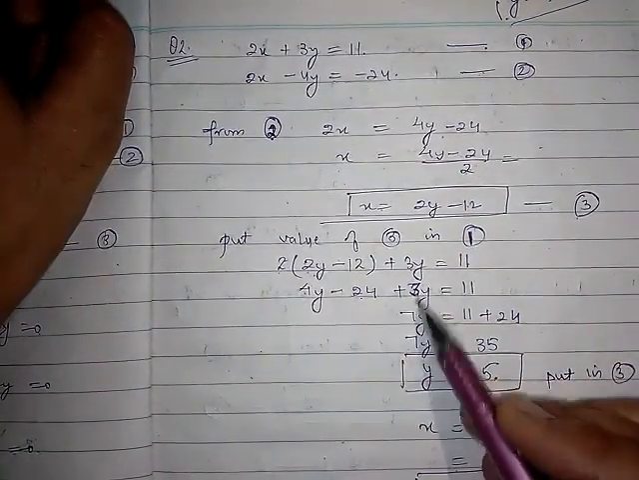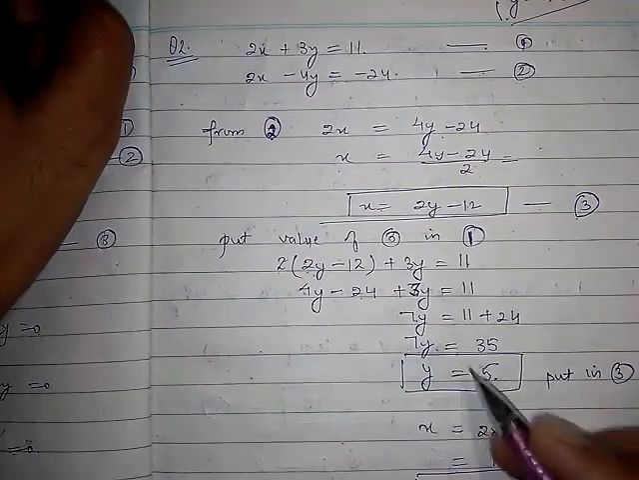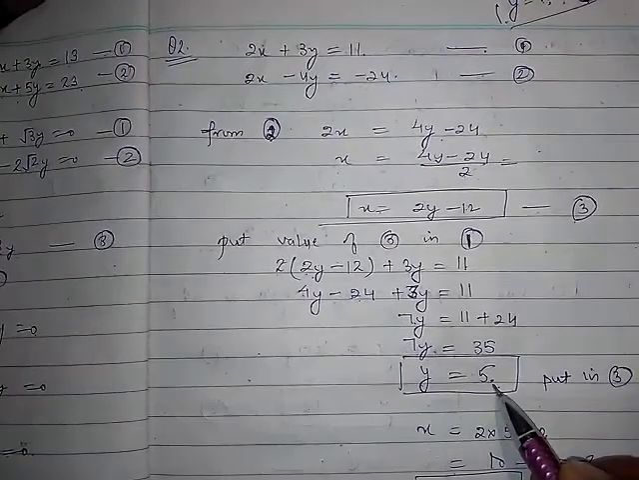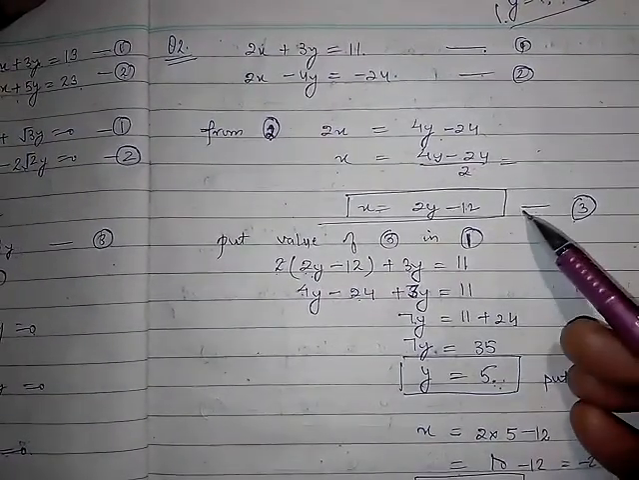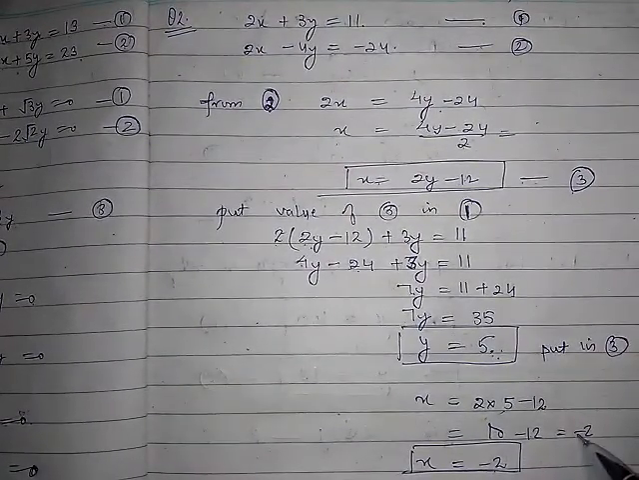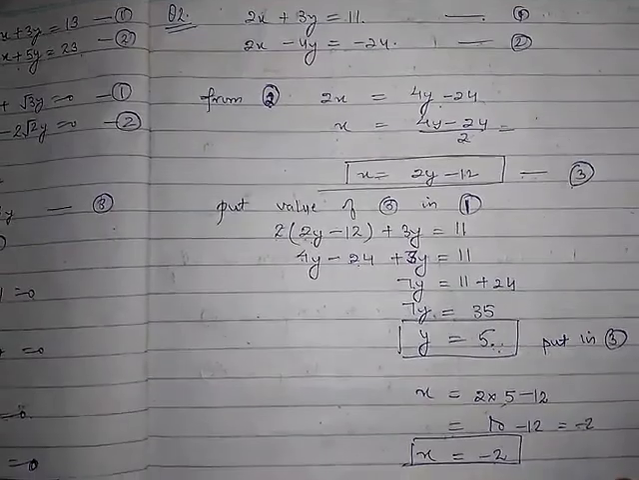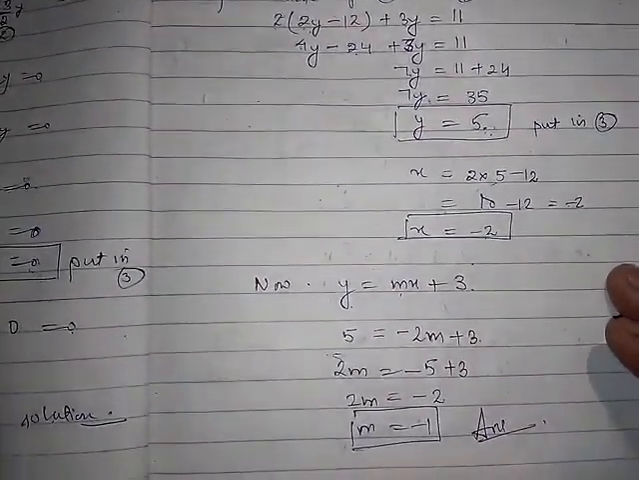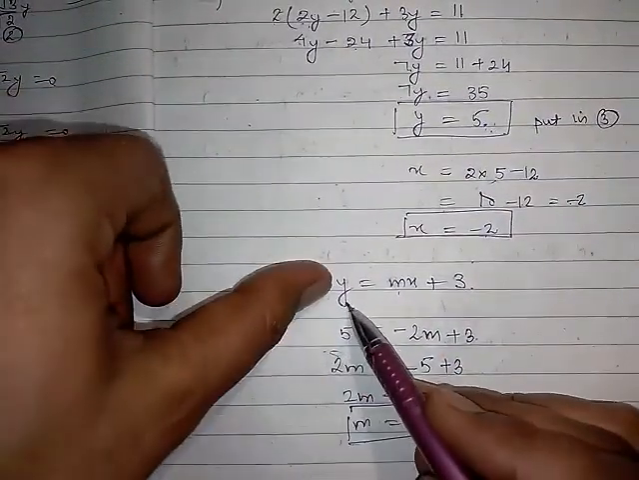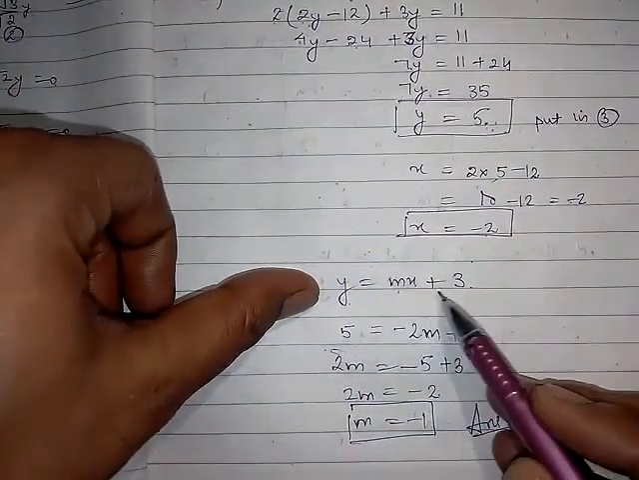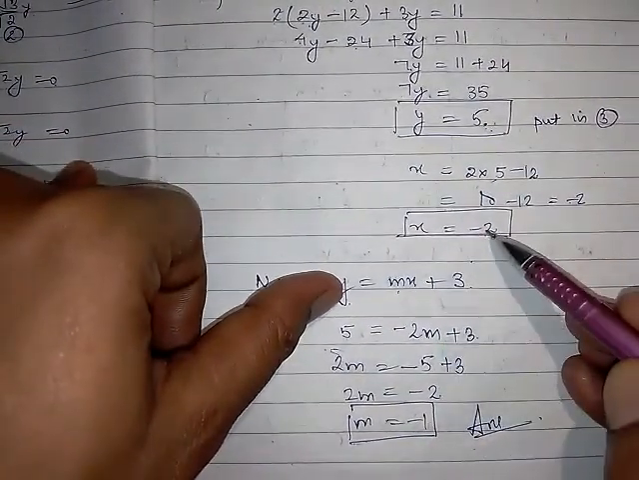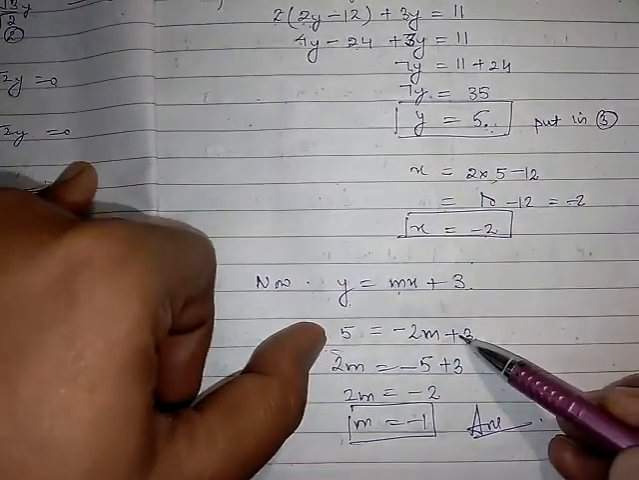Now open this bracket, you will get here a simple equation and solve it for the value of y. So y we are getting here is equal to 5, and that value of 5 will be put in equation number 3. 2 into 5 minus 12 will give you how much? Minus 2. So finally we have got the value of x also, that is equal to minus 2. So now we are having the value of x and y. We need to put in the given relation, that is y is equal to mx plus 3. In place of y you will write down 5. In place of x you will write down minus 2, plus 3 as it is.